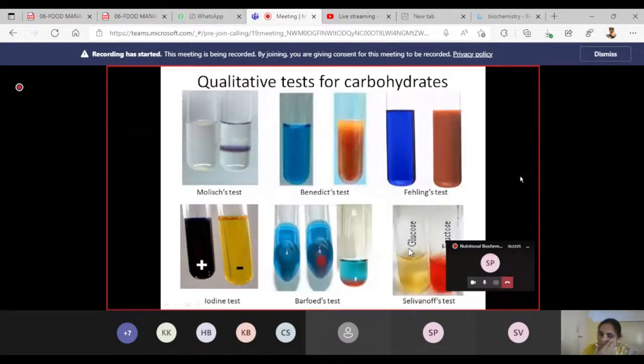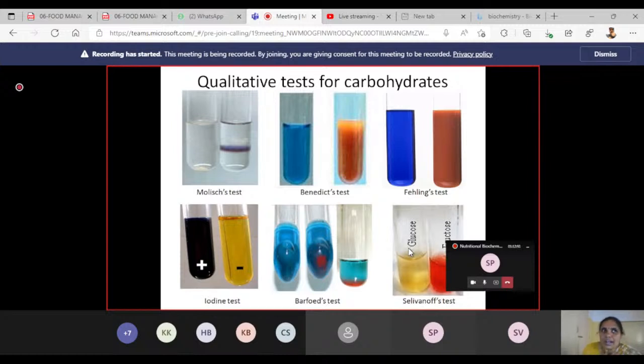Is it clear to everyone? Yes, ma'am. Benedict's test. So both the tests are done to identify whether it's a reducing sugar or not, whether the carbohydrates have the ability to reduce or not. So these two tests are to check for the reducing property. In an alkaline medium, they will be converted to enediol. So remember this concept.